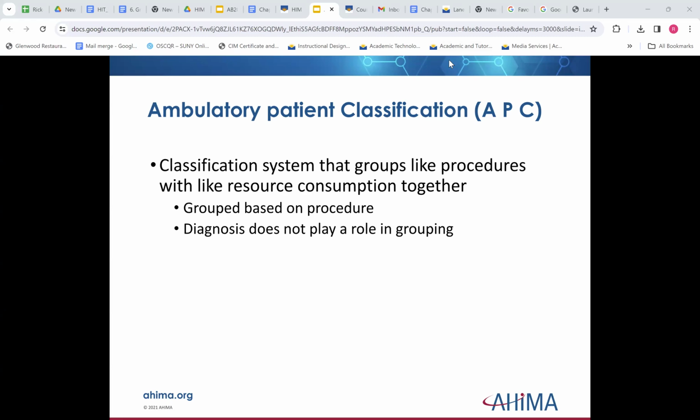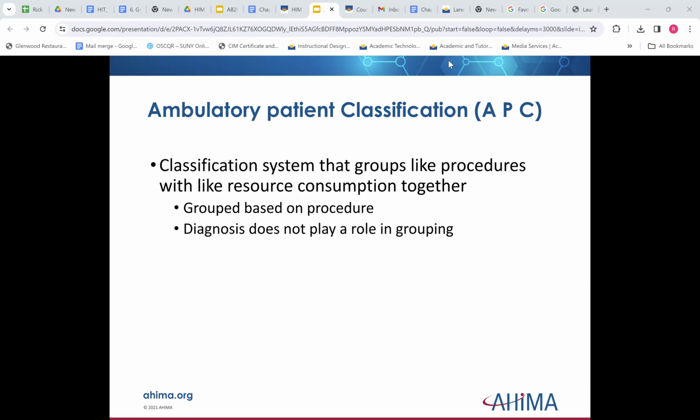And again, APCs, let's take a closer look at this. So basically, with MSDRGs, we took conditions and kind of grouped them together, MSDRG 271, and then we have things that would drive it to a different DRG if there was a major complication, what have you, right?